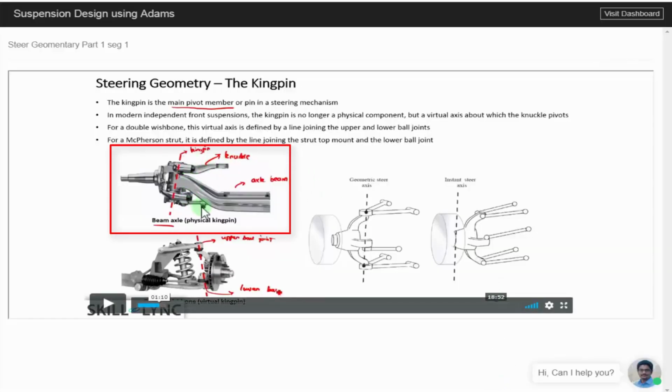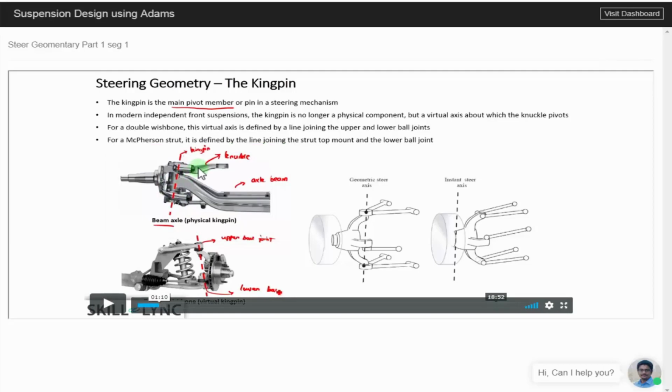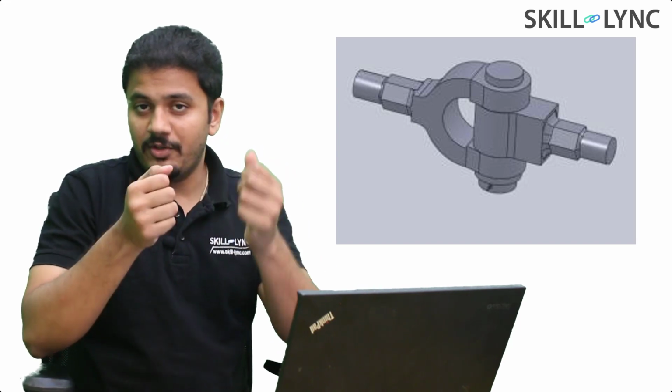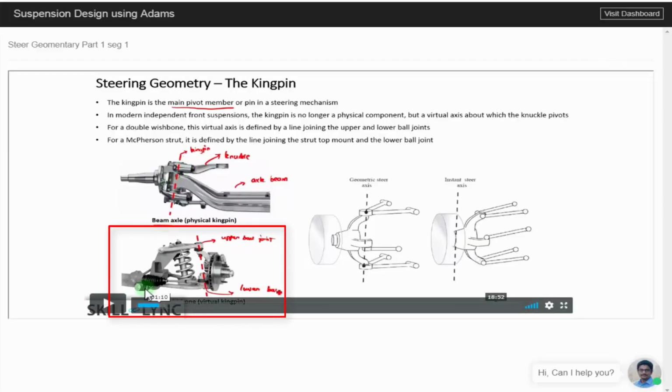Alright, so let's take a look at this. In the first configuration, we actually have a beam axle system where you have a physical kingpin. That is, the kingpin is actually in the suspension system, right? And you can see that the knuckle and beam are connected by this pin. In order for the knuckle to move around when you steer, it's going to rotate about this particular axis. The axis is nothing but the axis of the pin itself, and that is what you call the kingpin.